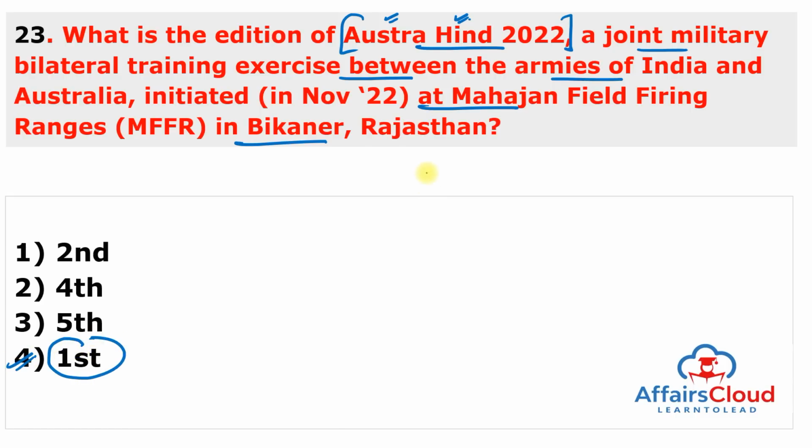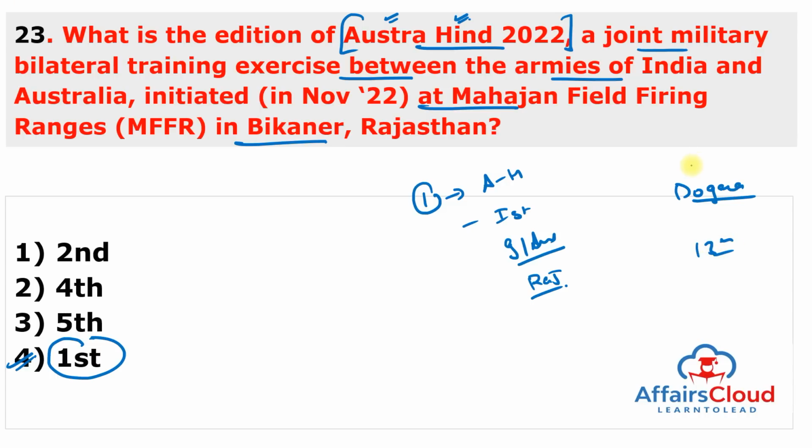You have to remember 4 things under this question. One is the name of this exercise, Astra Hind exercise. This is the first edition, and it is between India and Australia, and this exercise was hosted by India. The exact place is Bikaner, Rajasthan. The Indian Army is represented by the Dogra Regiment, and the Australian Army contingent consisted of soldiers from the 13th Brigade of the 2nd Division. You don't have to remember that, just remember the Indian contingent is represented by the Dogra Regiment.